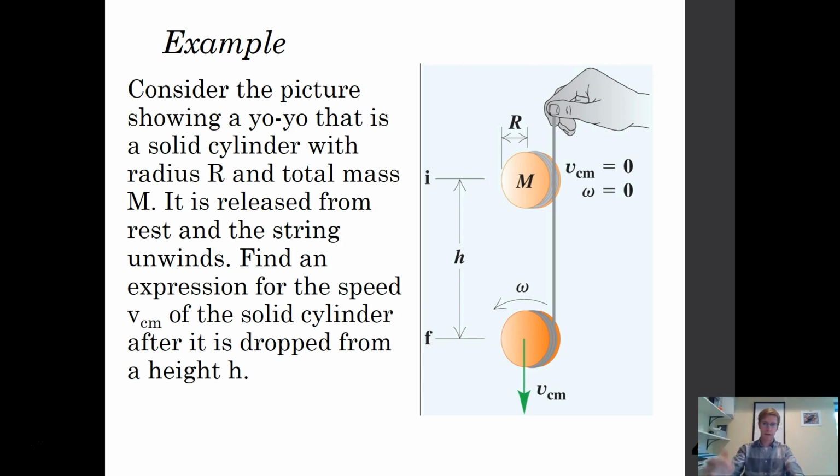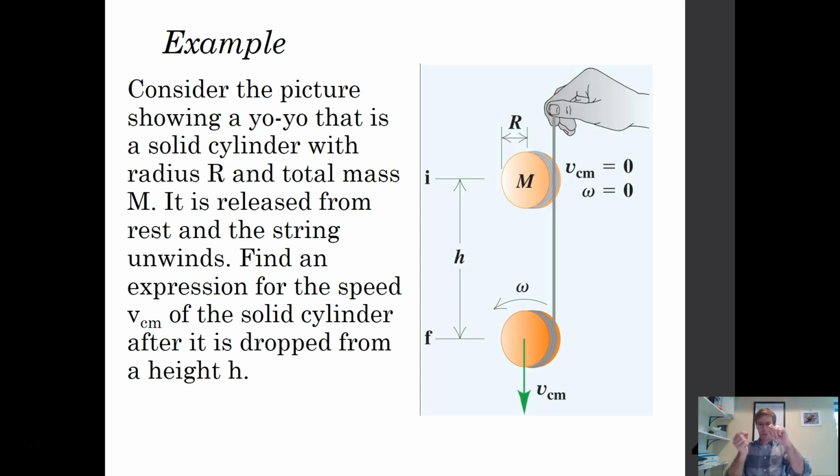Now, instead of telling me anything about the acceleration, what I want you to do is try to use energy to tell me what the velocity of the center of mass is, so how fast the overall yo-yo will be moving down after it's dropped some arbitrary height we're just going to call h. Okay, so notice I specify the velocity of the center of mass. The reason that I'm doing that is because since the yo-yo is rotating as it falls, different points on the outer edge of the yo-yo are all moving at different linear speeds downward.